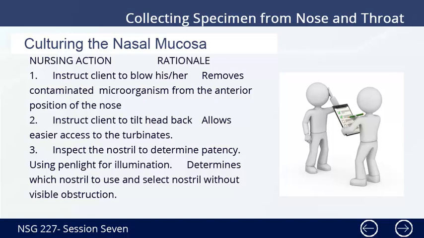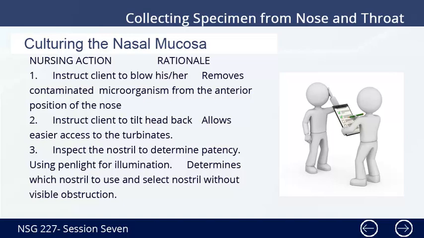Collecting specimen from the nose and throat. Step-by-step technique. Nursing action and rationale. 1. Explain the procedure to the client. Inform client that a tickling sensation in the throat may be felt. Informs the client and encourages discussion of anxiety or discomfort. Prepares for the discomfort of the culture. 2. Wash hands. Limit transfer of microorganisms.